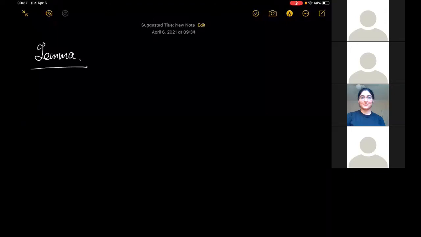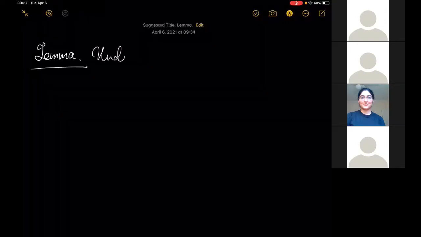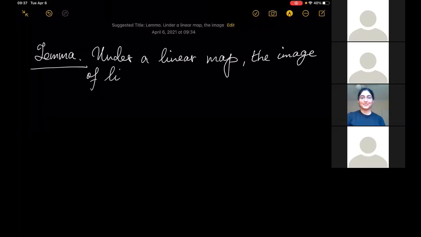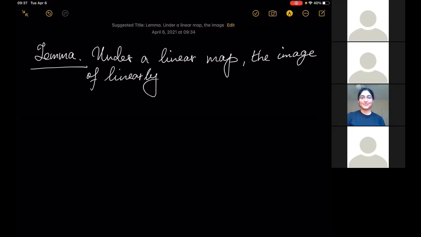Okay, the first lemma. Under a linear map, the image of a linearly dependent set of vectors is linearly dependent.